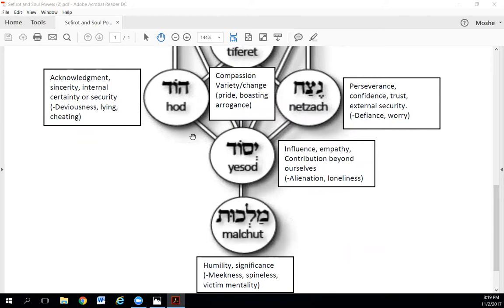The final one, and on the face of it the lowest one, is the physical zivug, the physical coupling of male and female, Yesod and Malchut, in the process of mating. Again, it's a word I don't like to use because it sounds like animals, but let's say the interaction of male and female on a physical level.